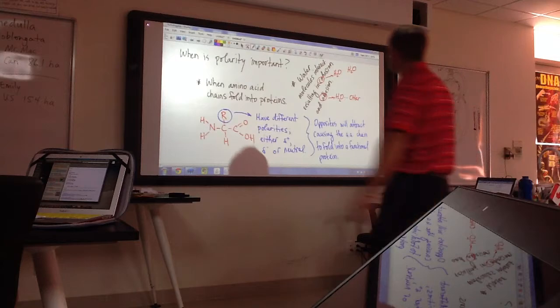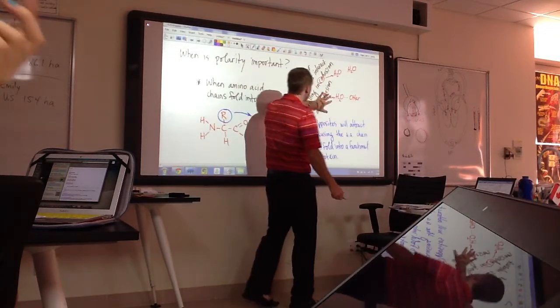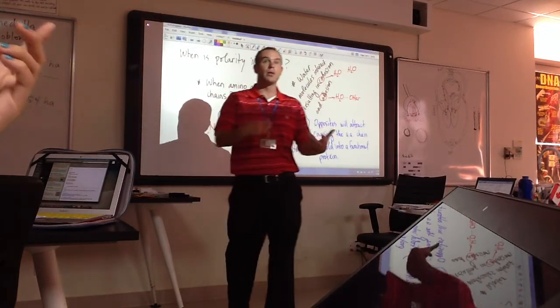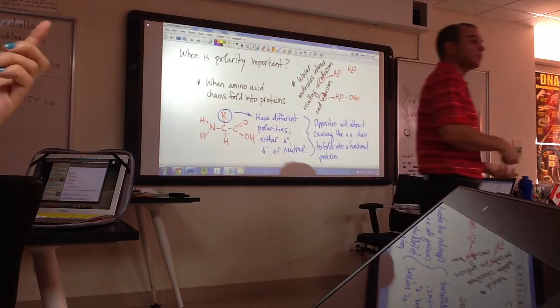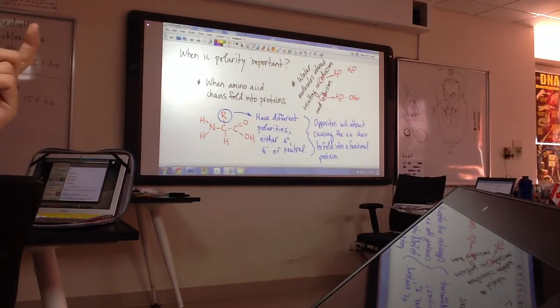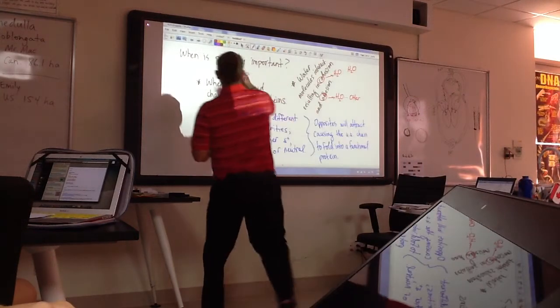What else is going on with water? Not just cohesion and adhesion, but what else does the polarity of water enable it to do? Hydrophobic, okay, so it makes things hydrophobic or hydrophilic. So it allows things to dissolve in the water or not dissolve in the water. Things either dissolve or don't dissolve based on this.